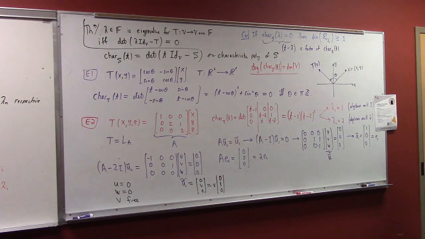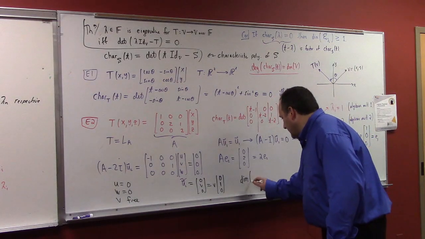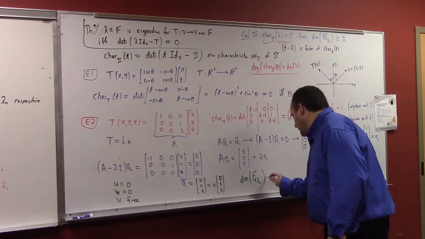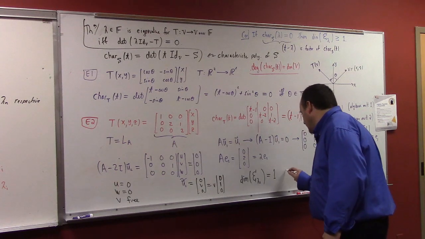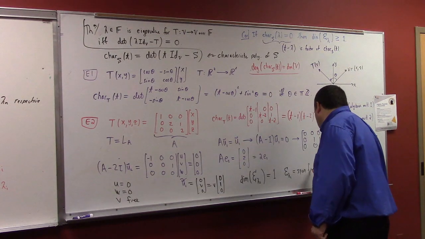So long story short, this E2 I guessed by just looking at it. Not only is it an eigenvector with eigenvalue 2, it is the only eigenvector with eigenvalue 2 up to linear independence. Of course, there are infinitely many eigenvectors with eigenvalue 2 because any scalar multiple of E2 is also an eigenvector with eigenvalue 2. But it is nevertheless the case from this calculation right here, you should be able to see that the dimension of the lambda 2 eigenspace is equal to 1. In fact, E lambda 2 is the span of E2.